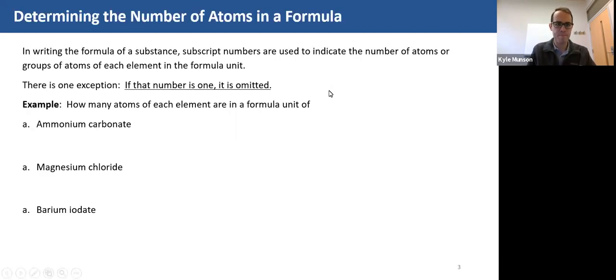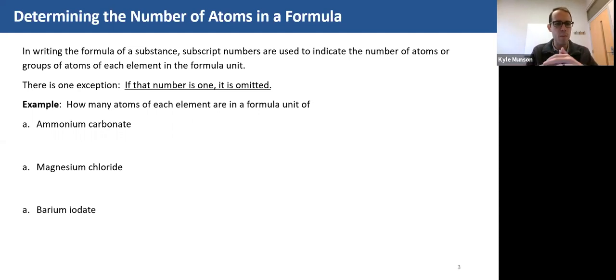In writing the formula of a substance, as we've seen, subscript numbers are used to indicate the number of atoms or groups of atoms for each element in a formula unit. And we saw previously that there's an exception. If that number is 1, the 1 is omitted. Like I said, we've already done these examples maybe before, but let's look into it a little more carefully.